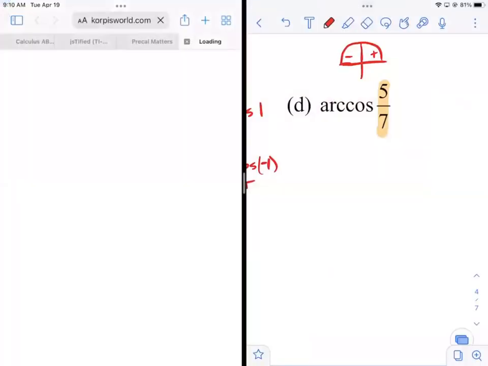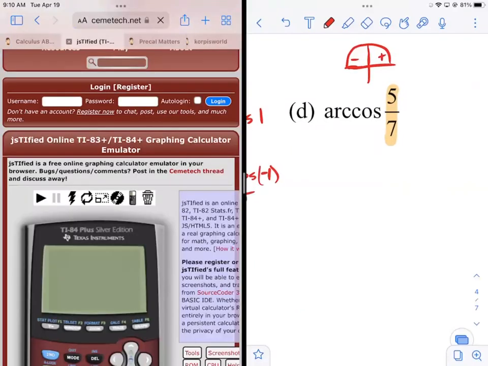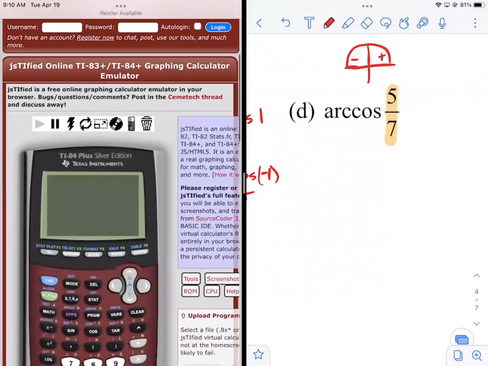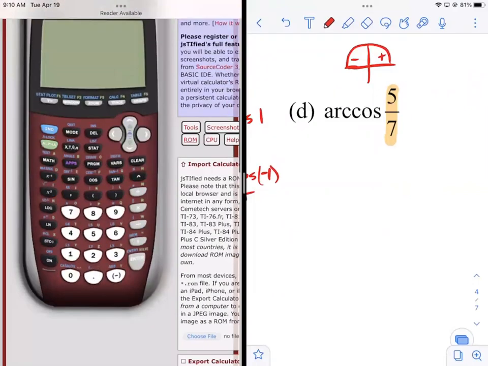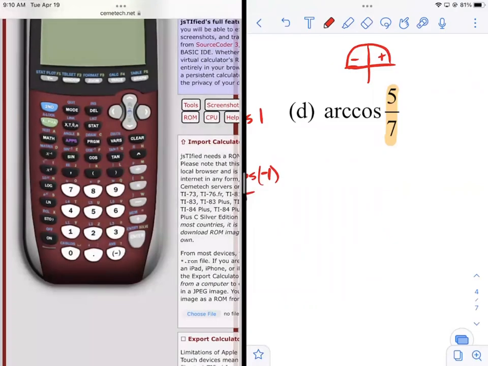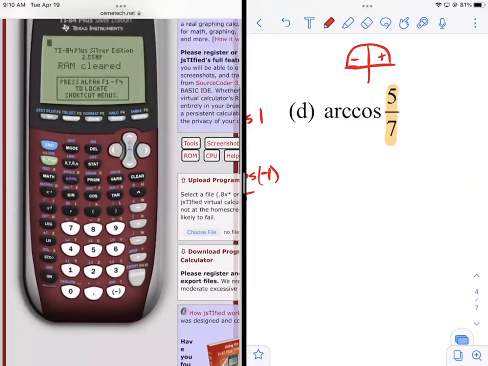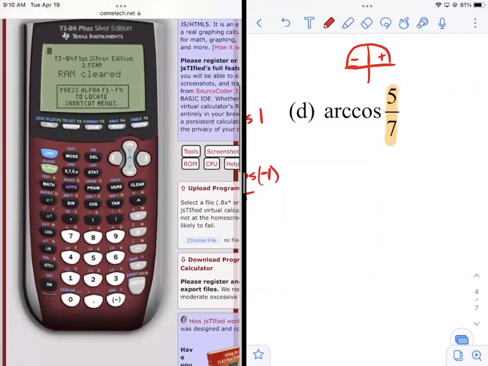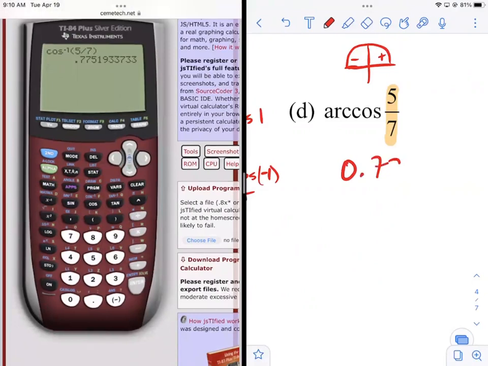Okay, and you don't have to get one and grab it. This is the only one we're going to do, so you can just kind of follow along. Let's go ahead and figure out what it's going to be in radians. We just type it in. We're in radian mode, so second cosine, right? That's inverse cosine of 5 divided by 7, and we get 0.775. Is that in quadrant 1?